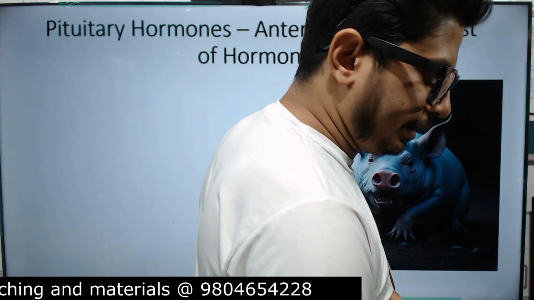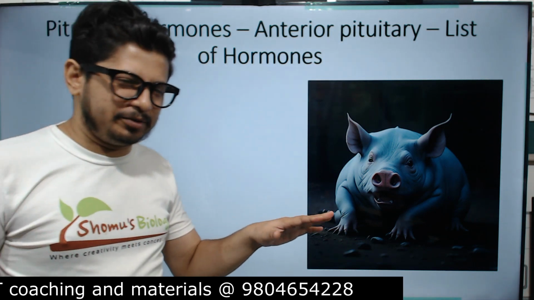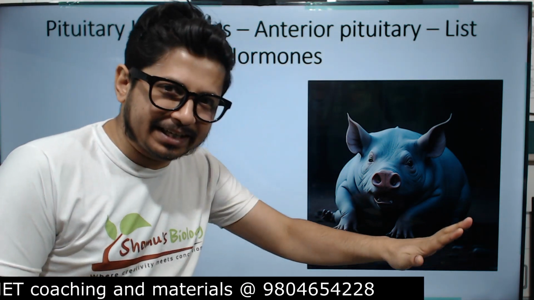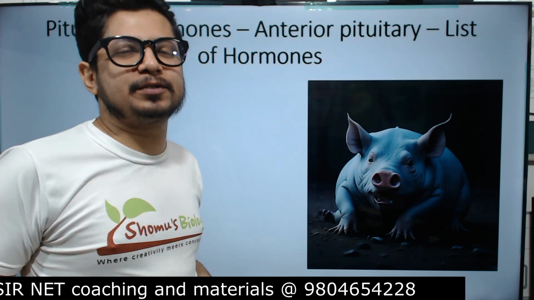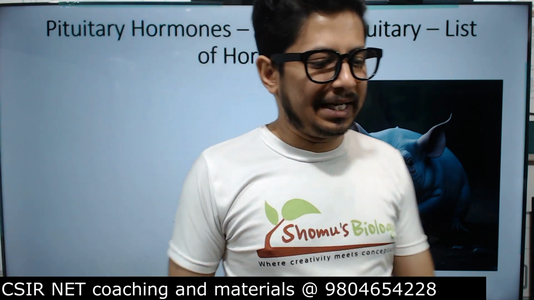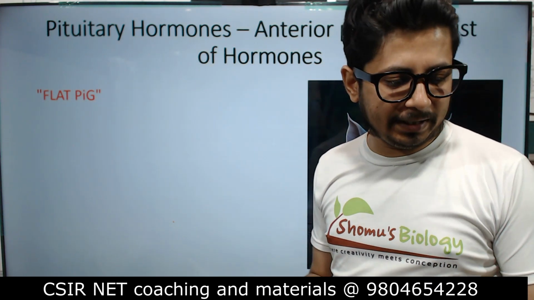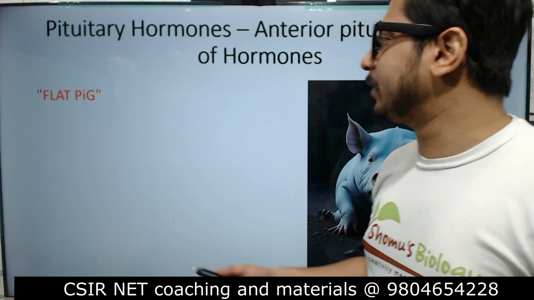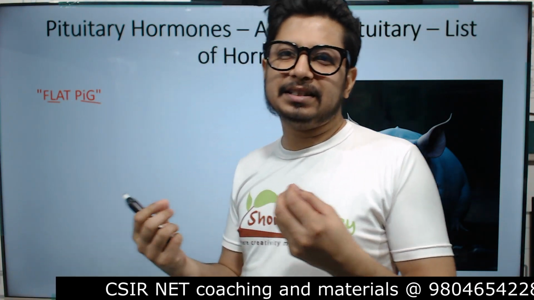So the first thing is this. This is what you need to understand. A pig which is flat, lying on the ground. So that is a flat pig. This is the simplest way you can remember the pituitary hormones. That is flat pig. Okay. So why do we mean by flat pig? Because you see all the capital letters are out there. They denote the names of the hormones.